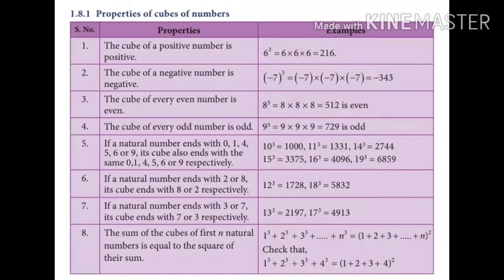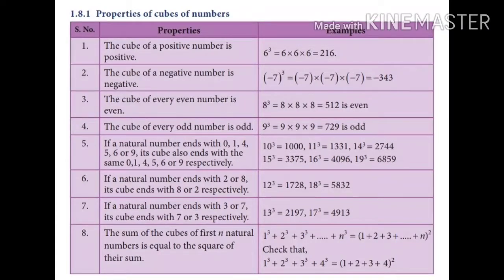Fifth one, if a natural number ends with 0, 1, 4, 5, 6 or 9, its cube also ends with the same digit 0, 1, 4, 5, 6 or 9 respectively. Sixth one, if a natural number ends with 2 or 8, the cube ends with 8 or 2. Seventh one, if a natural number ends with 3 or 7, its cube ends with 7 or 3.